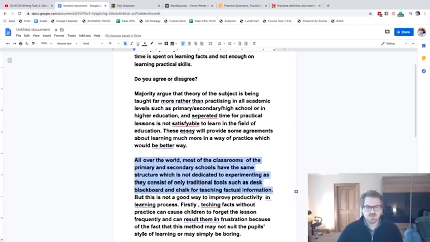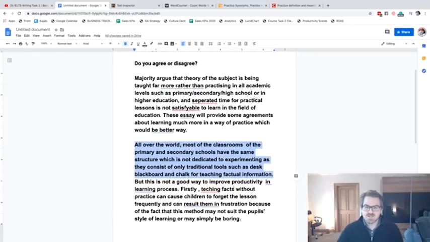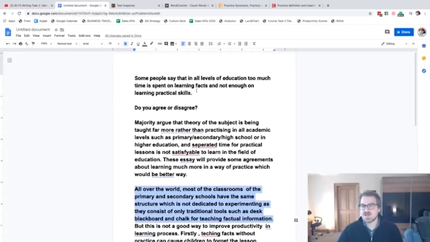But this is not a good way to improve productivity in learning process. Again, nothing to do with the actual question. Firstly, teaching facts without practice can cause children to forget the lesson frequently and can result them in frustration because of the fact that this method may not suit the pupil's style of learning and may be simply boring. Nothing to do with the actual question. The question is about too much time spent on learning facts and not enough on practical skills. The difference between rote learning versus things that you can use in the real world.